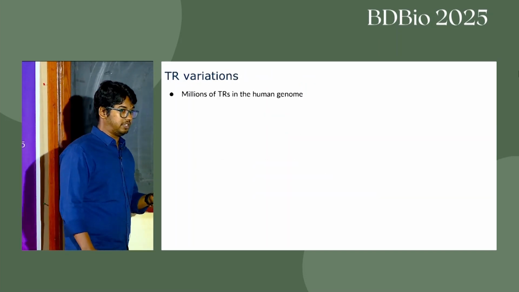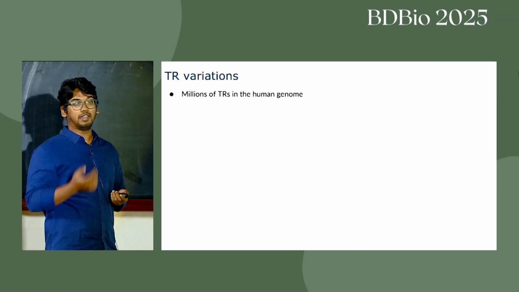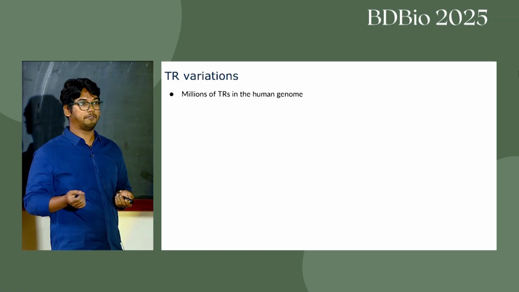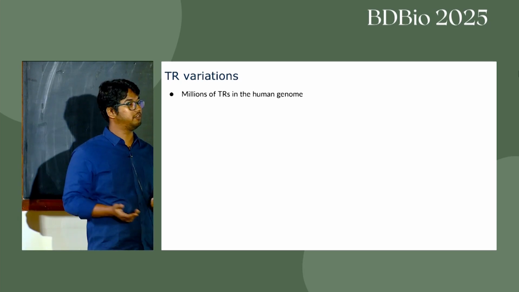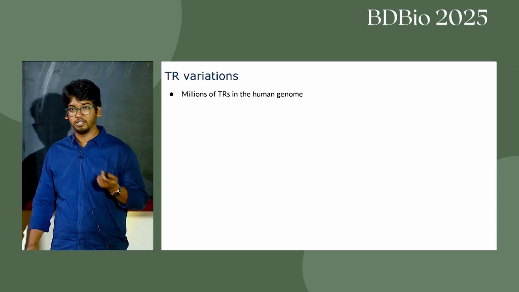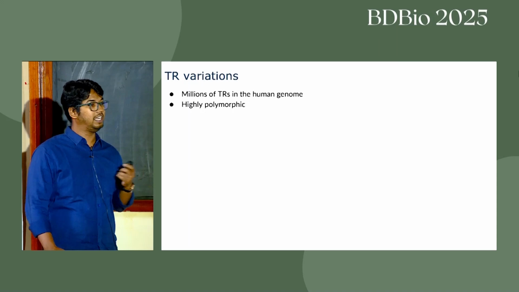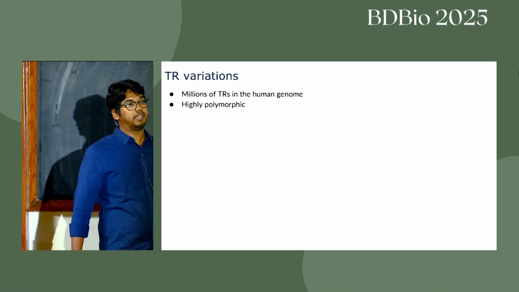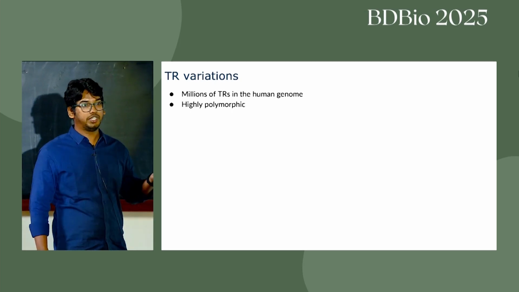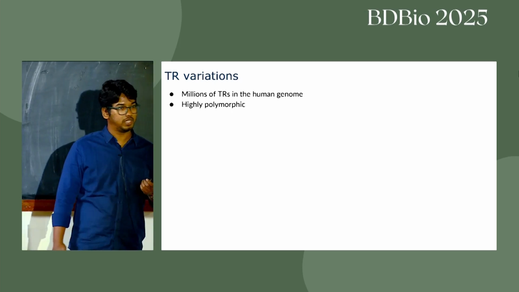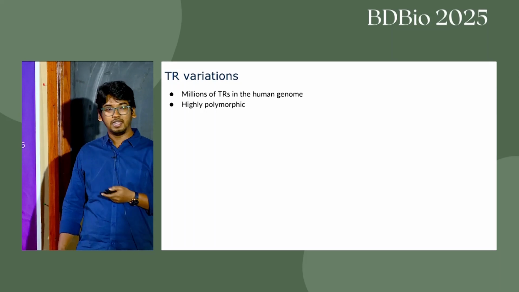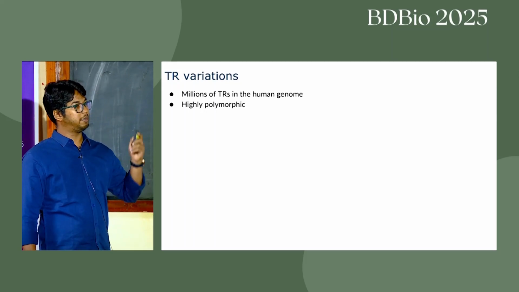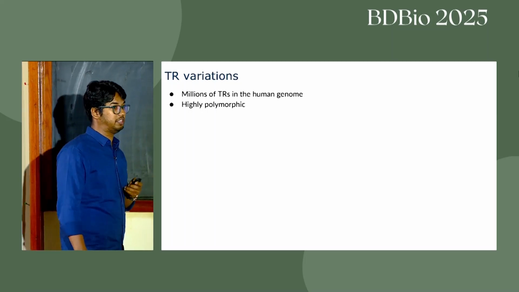TRs are very interesting. First of all, they are not few in number. They are prevalent across genomes. If you look at the human genome, you get millions of them, and they are highly polymorphic. Tandem repeats have almost an order of magnitude higher mutability or mutation rates compared to other kinds of loci in the genome. So they are highly variable. And more importantly, they show a specific kind of variation called length polymorphism.